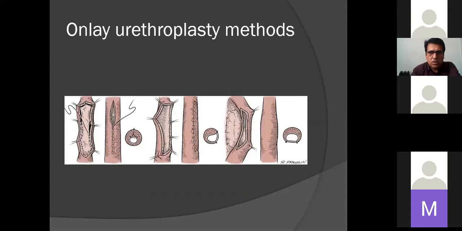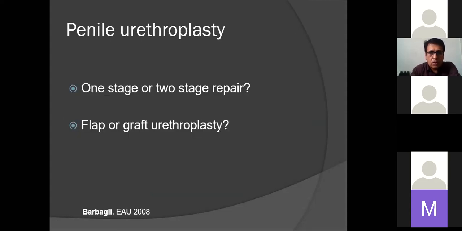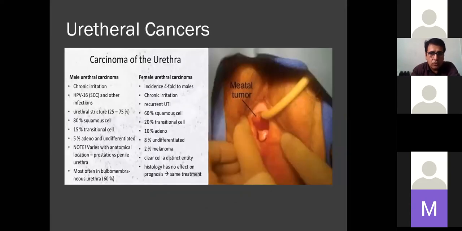Here you can see this is a long stricture. With long strictures, you cannot go for anastomotic urethroplasty. You always need a graft. With the graft, you sometimes need 2-stage surgeries, or you can even go for 1-stage surgery. There is always room for you to decide what you want to go for.